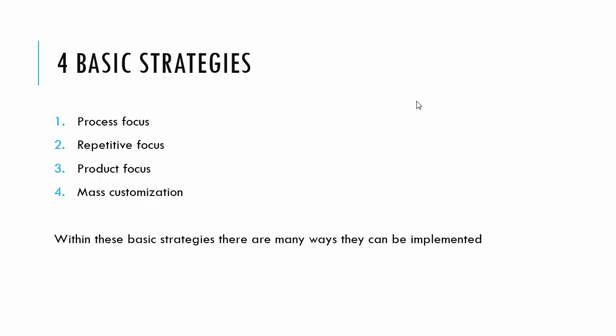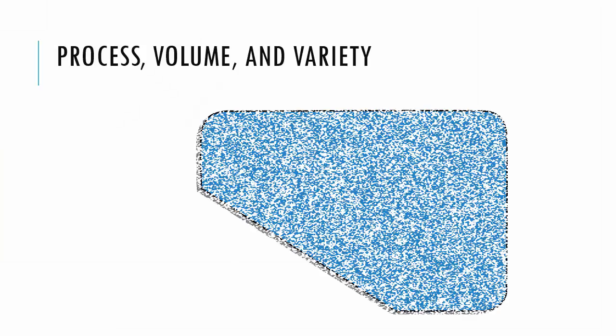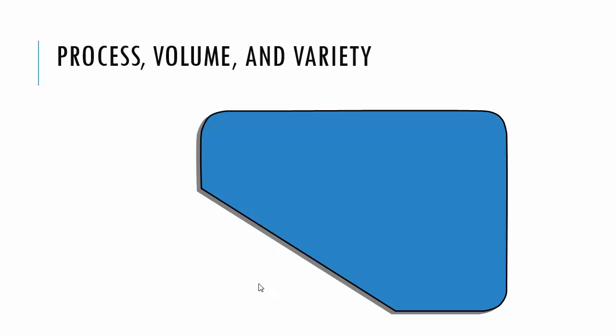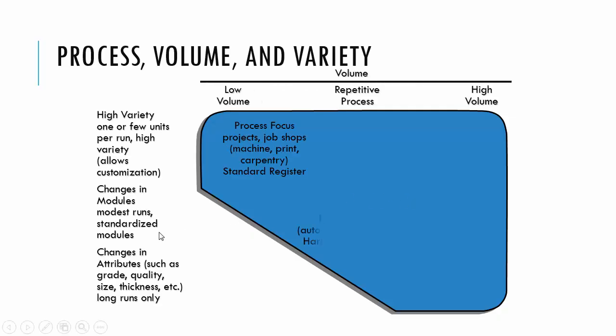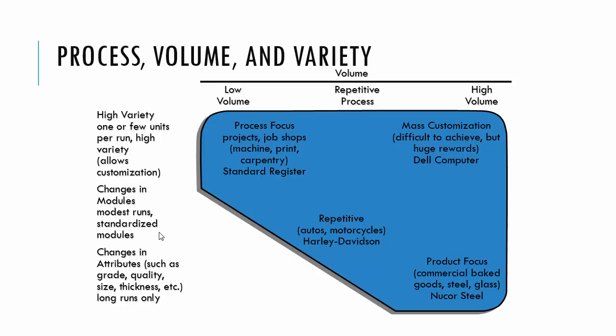So, where did these categories come from? These categories were created by looking at two attributes of volume and variety. Using only two dimensions allows us to draw a nice picture. Here we have volume on the x-axis and variety on the y-axis. Low volume, high variety is what characterizes the process focus. Medium volume, medium variety is used to describe the repetitive focus. For product focus, we think of high volume and low variety. The final strategy, mass customization, attempts to provide both high volume and high variety.